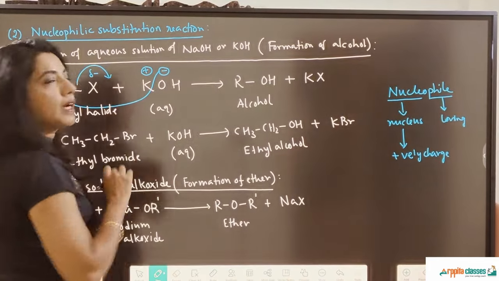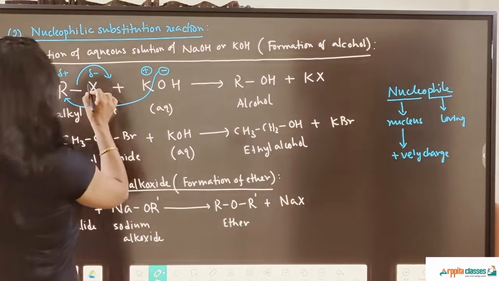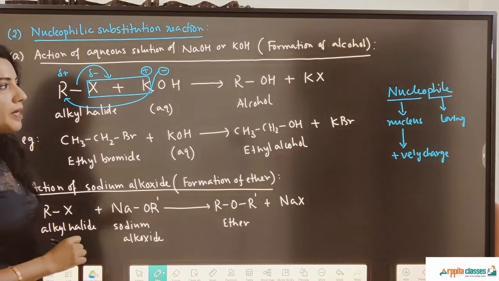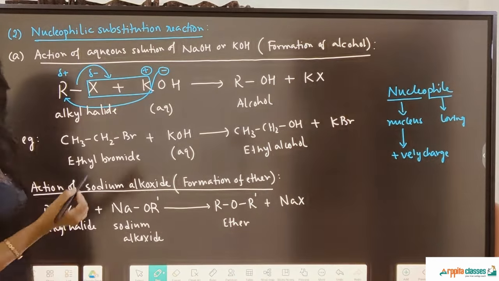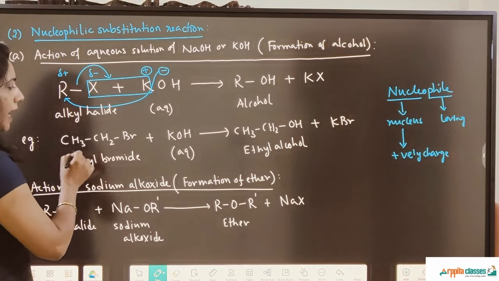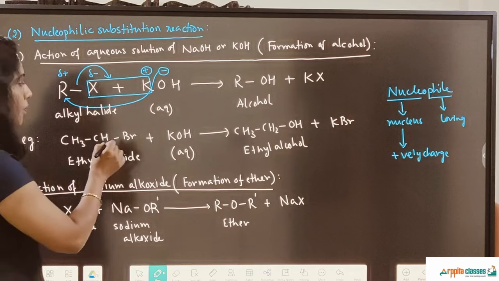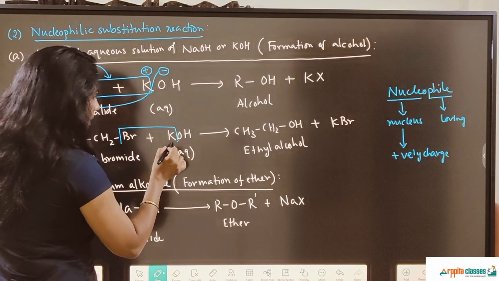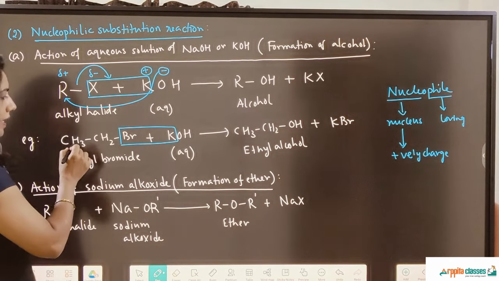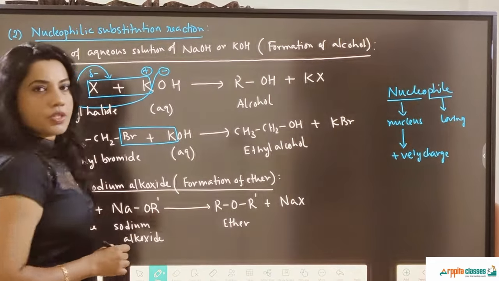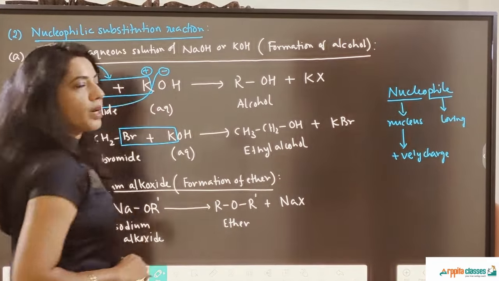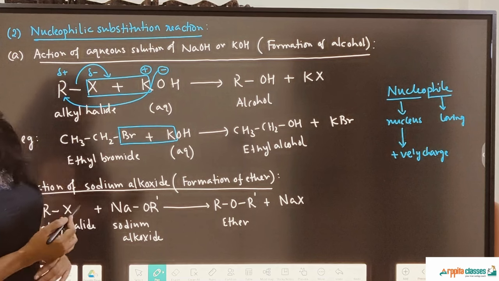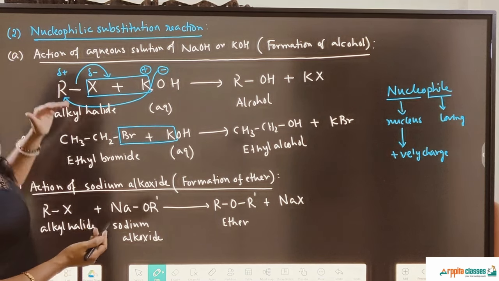There will be a bond between carbon and OH, and X minus is coming out, which is reacting with K plus to give you KX. So let us take a particular example, ethyl bromide, or you can call it bromoethane, plus aqueous KOH. You'll be getting CH3CH2OH, which is your ethyl alcohol, and the byproduct is KBr.